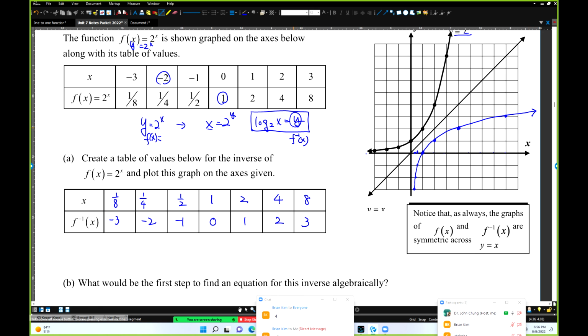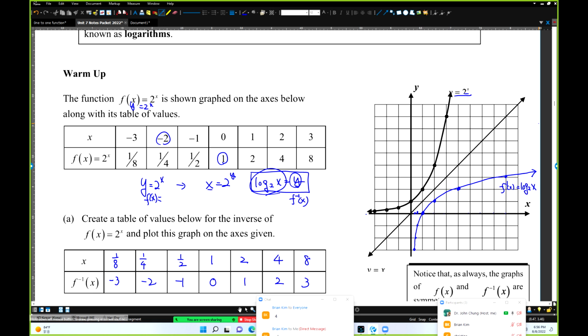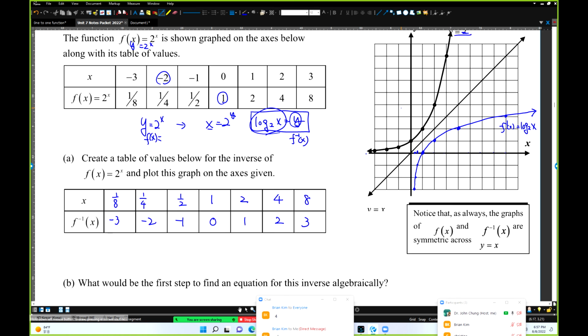Which one? This one, right? Its inverse graph equals the log base 2 of x graph. This is the graph of what? The 2 to the x graph, exponential. So the log graph always what? Moves to the right, and the slope is getting slow. This one moves very fast, very steep, but this is very slow. That's the graph of y equals log base 2 of x.